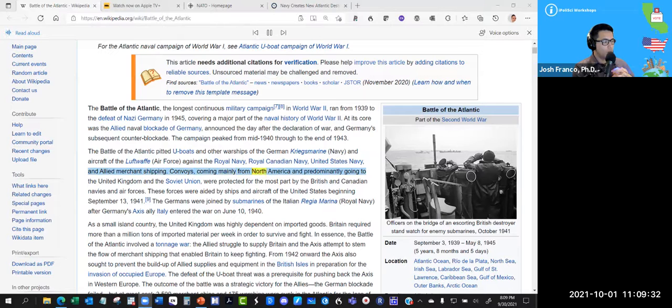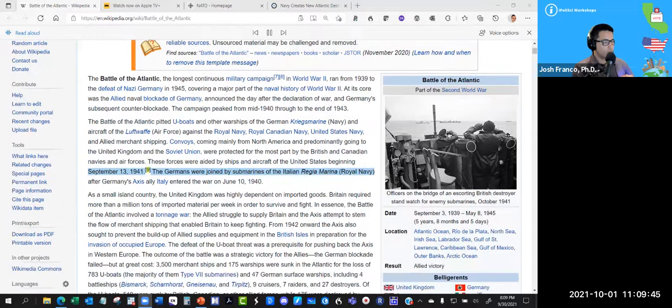Convoys, coming mainly from North America and predominantly going to the United Kingdom and the Soviet Union, were protected for the most part by the British and Canadian navies and air forces. These forces were aided by ships and aircraft of the United States beginning September 13, 1941. The Germans were joined by submarines of the Italian Regia Marina, Royal Navy, after Germany's Axis ally Italy entered the war on June 10, 1940.